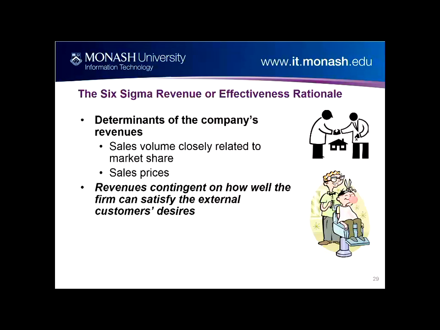So the Six Sigma revenue or effectiveness rationale, okay? What are the determinants of a company's revenue? Basically, you have revenue, sales volume, okay? Market share, which is related to market share. Sales volume, that means that if you can sell so many units within the market, then you occupy a certain market share, all right? And of course, the sales price, what kind of price, okay?